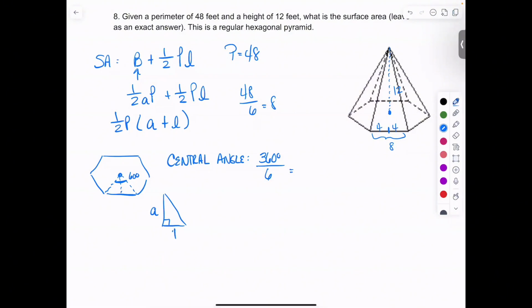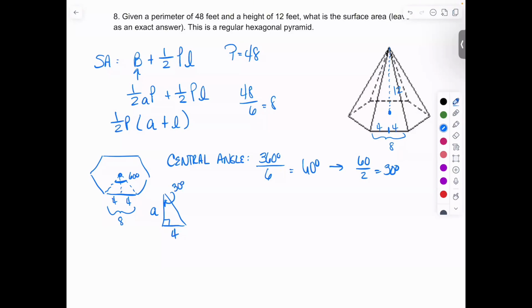Now, A is what we're going to find out. We know this is 4. Remember, I just cut each triangle in half. This is 4 and this is 4, so we'll have a total of 8 as our side length. We just pulled that from the perimeter. Now, if I know the central angle is 60, I just need to break it down. 60 over 2 would be 30 degrees. So each of these angles inside the individual right triangles is going to be 30.